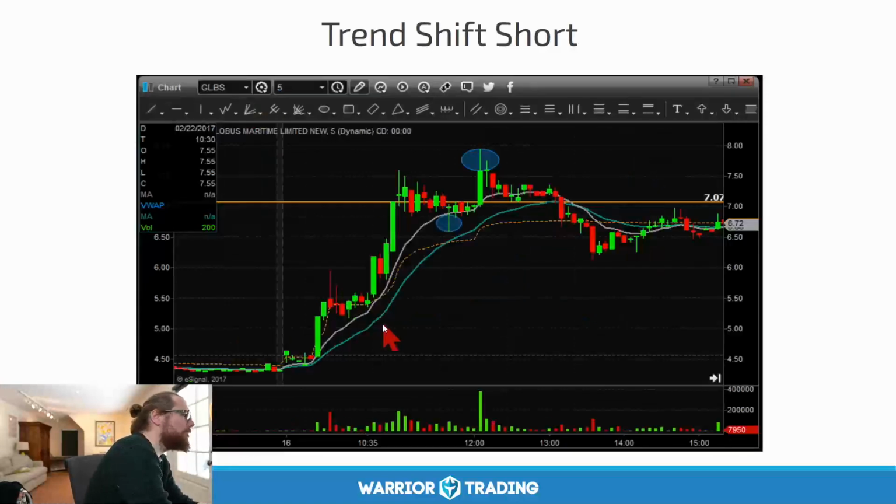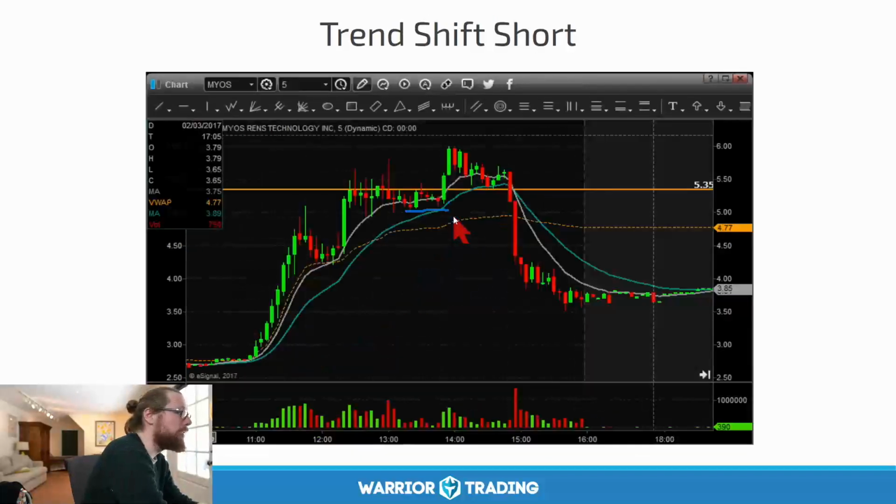So GLBS right here on this one, you get a pop up, a halt, and it ends up gapping, squeezing a little higher, then dipping, consolidation. Then it rips here, pulls back, goes higher to another halt, pulls back, and right here, this is a short. It's an obvious short, right? Just like the other one. They look so similar to this.